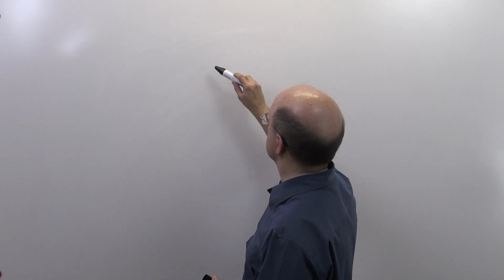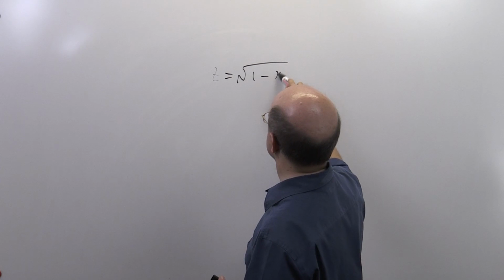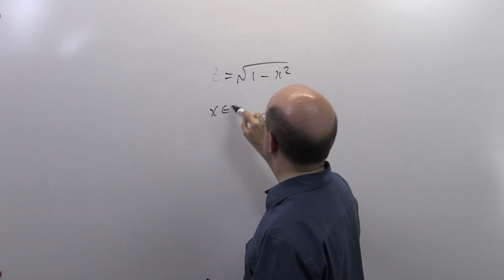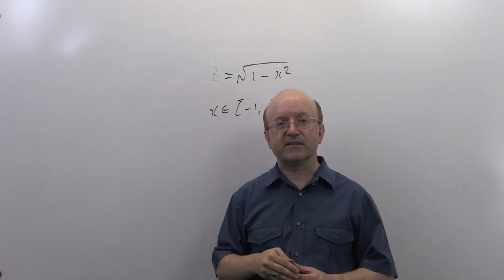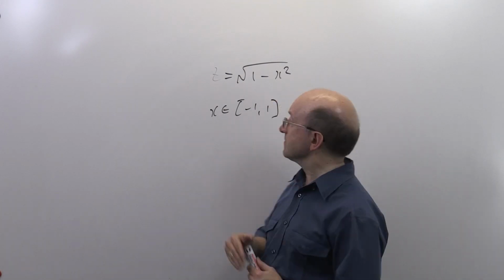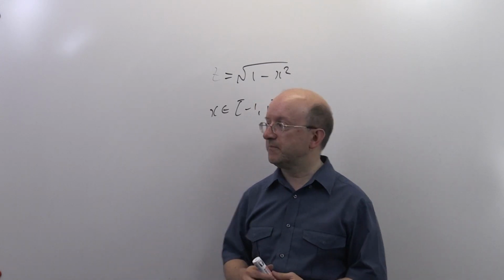And what's a graph of a semicircle? Well, here's an example. Suppose we had the curve z is the square root of 1 minus x squared. X, of course, would be between minus 1 and 1. Revolve that around the x-axis, it's going to sweep out a sphere. The sphere x squared plus y squared plus z squared equals 1.